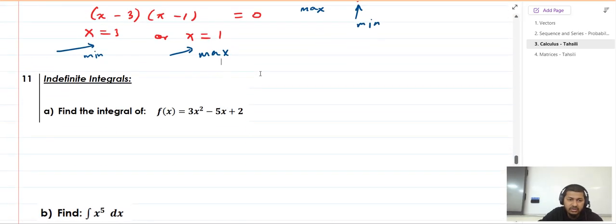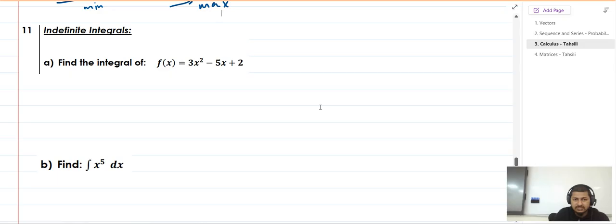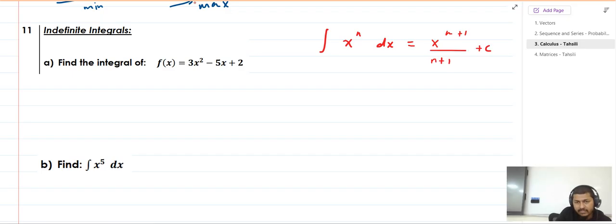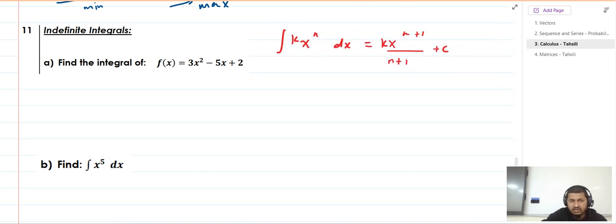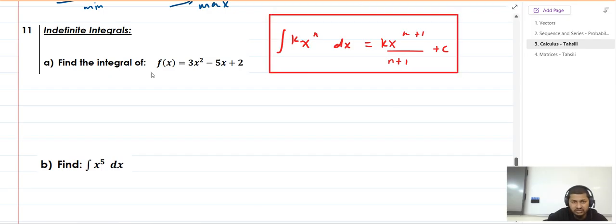Right, let's move on. Now we move on to integrals. Integrals have a very basic concept. We find the integral of x to the power n dx. You add 1 to the power, divide by the exact same power, and add a c. Now what if there was a constant k there? You don't touch the constants. That's it. This is called the power rule for integrals, and I think that's the only rule that you need for tahsili. Let's continue. Let's solve these problems.